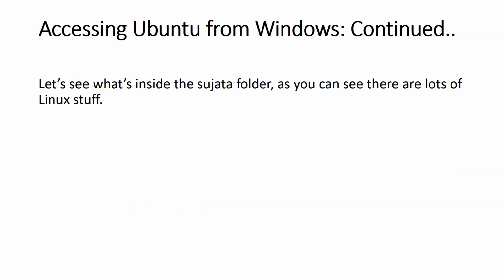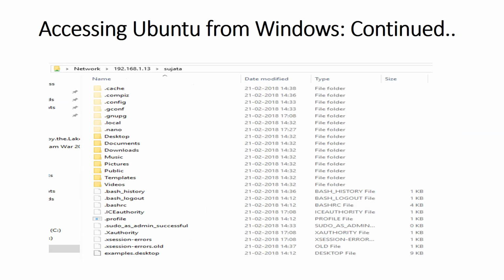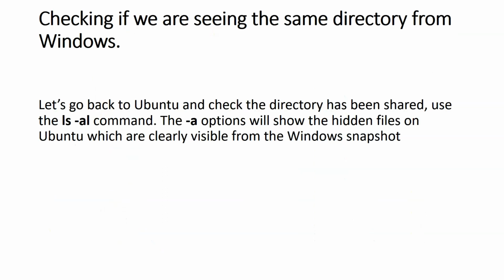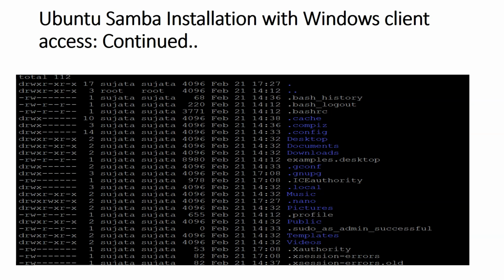As you can see, there are a lot of Linux stuff. You can see the .cache file, config file, desktop, documents, download, the bash_history file, bash_logout, etc. Checking if we are seeing the same directory from Windows. So let's go back to Ubuntu and check the directory that has been shared. Use the ls -al command. The -a option will show the hidden files on Ubuntu, which are clearly visible from the Windows snapshot. As you can see, you have the same bash history file, bashrc, and all the other directories which could not come in the snapshot.